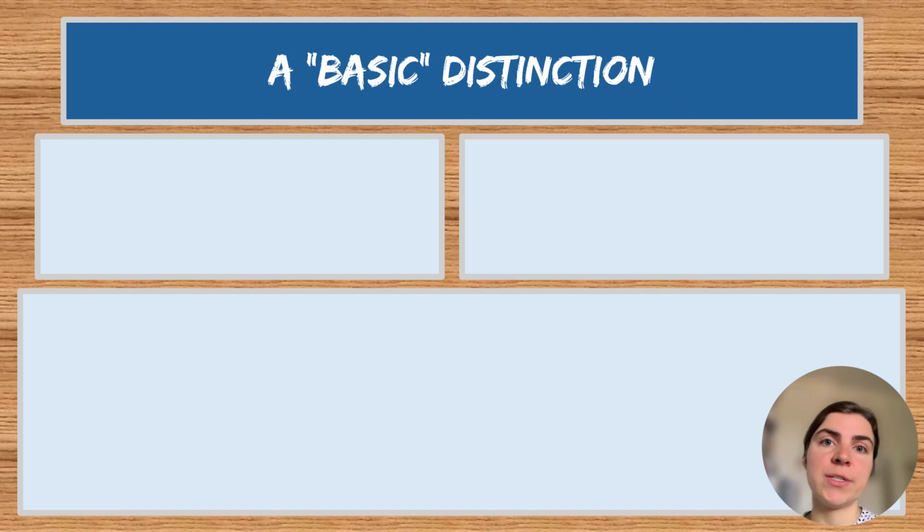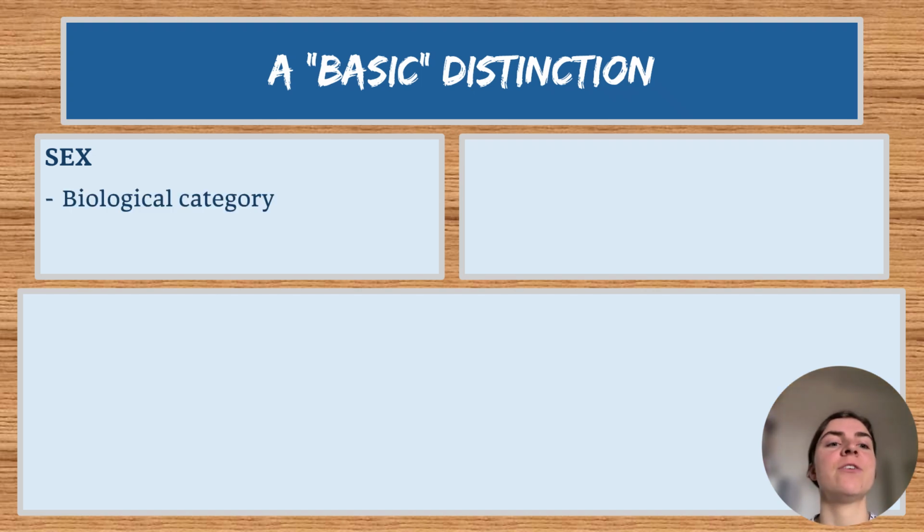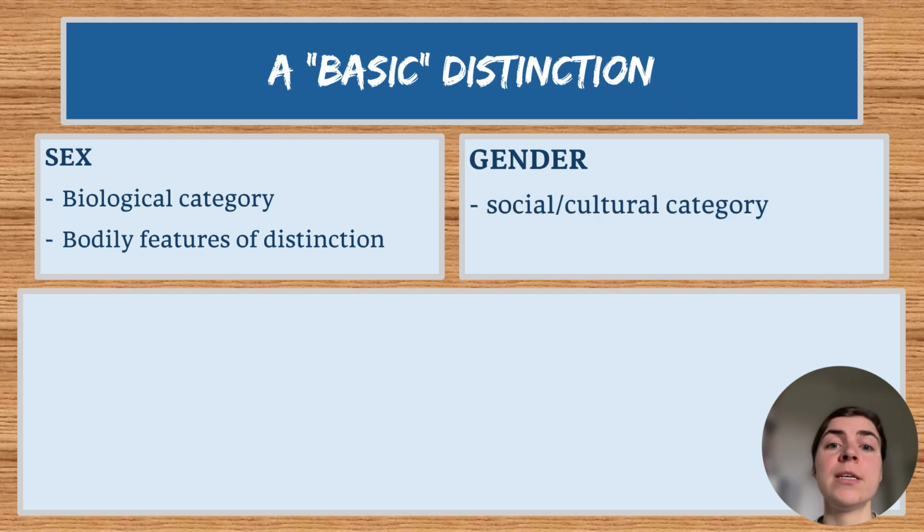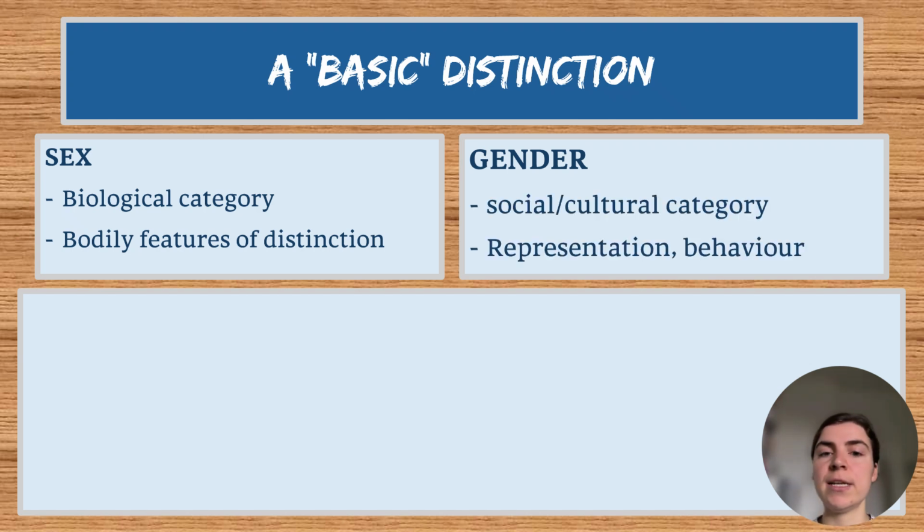The first aspect that I want to discuss is a basic distinction. The question marks are something that you will understand in a second. The first important term here is sex, not in the sense of reproductive activity, but in the sense of a biological category of distinction. Basically, the bodily features of a human being, genitals, hormones, and everything that has to do with the body, are seen as determining this person's sex. So it is a biological category that can be male or female and describes which sex you have. And then there's gender. Gender is seen as the social or cultural category: the representation and behavior of a certain gender role.